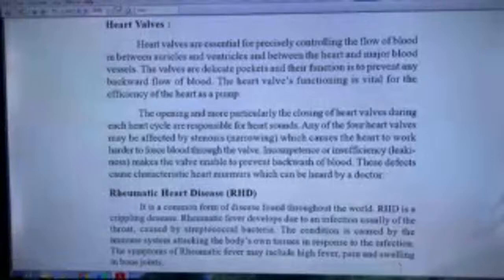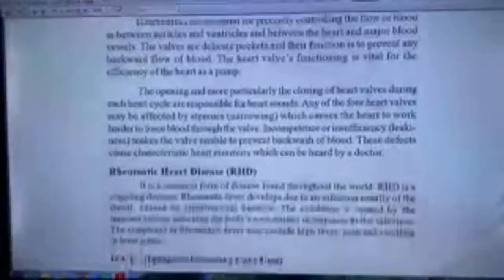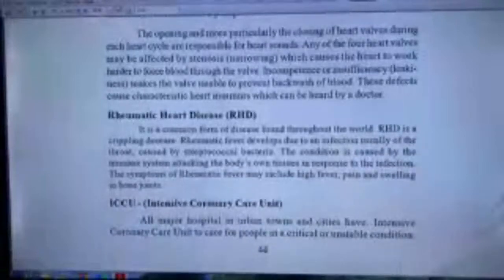Heart valves. Heart valves are essential for controlling the flow of blood between the auricles and ventricles and between the heart and major blood vessels. Valves are delicate pockets and their function is to prevent any backward flow of blood. The heart valves' functioning is essential for the efficiency of the heart as a pump. The opening and more particularly the closing of heart valves during each heart cycle are responsible for heart sounds.